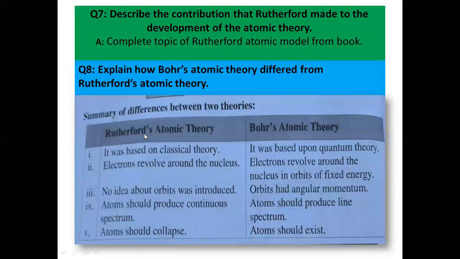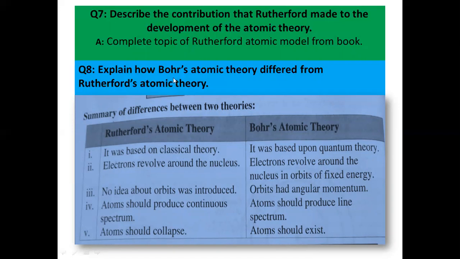Question number 7, describe the contribution that Rutherford made to the development of the atomic theory. So for this question, we have to write the complete topic of Rutherford atomic model from book. No need to write the drawbacks, just till the planetary model of Rutherford. Till that topic, the question will be completed.